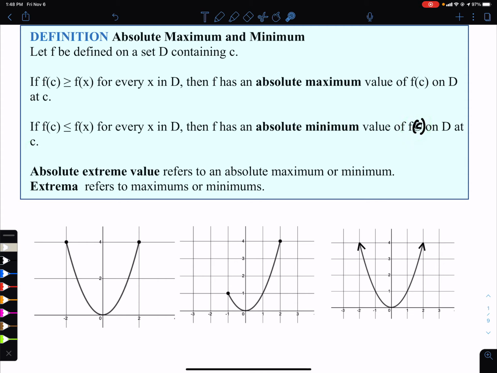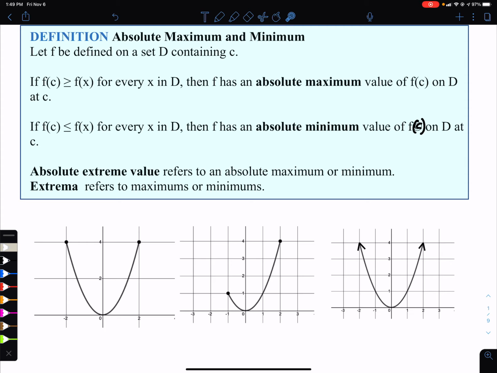Now sometimes they call absolute maximum and absolute minimum global maximums and global minimums because global is in the whole world. I'm the tallest mountain in the whole world. So they call it global. And then you might have a local. I might be the tallest person in my house. That would be a local. So global, absolute. So those are other terms.